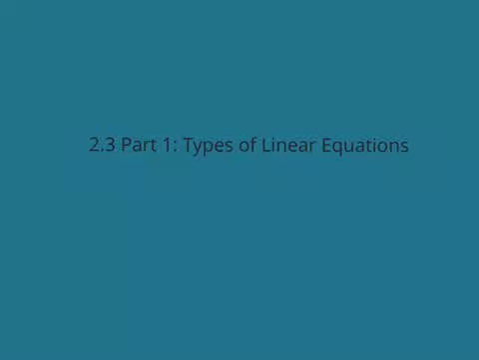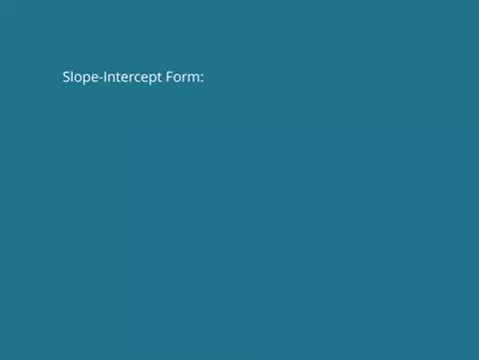In this first part of section 2.3, we're going to talk about the different types of linear equations and how to move the equations around when we need to. So the first form of a linear equation is probably the one you're most familiar with, and we have talked about this one before. That is slope-intercept form.